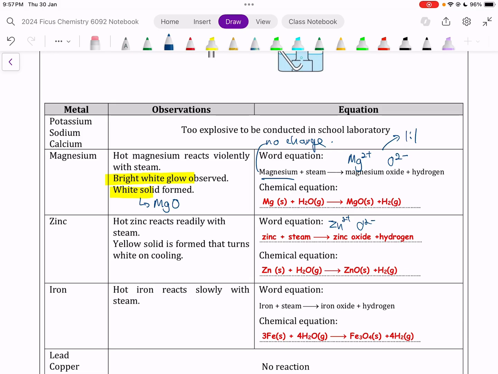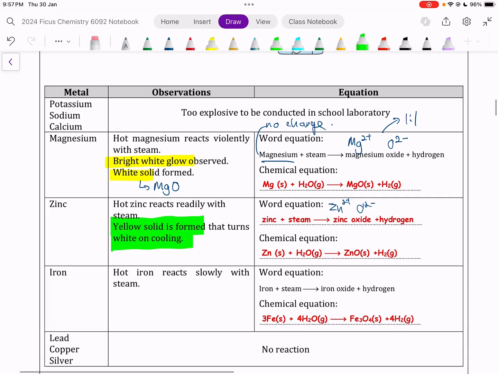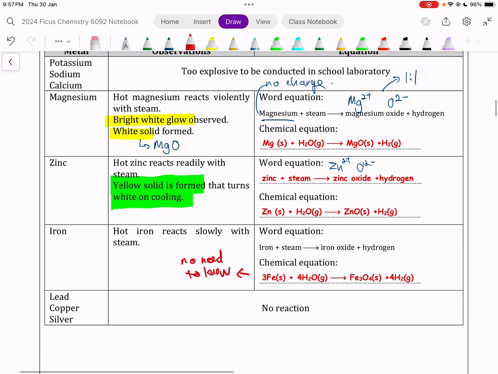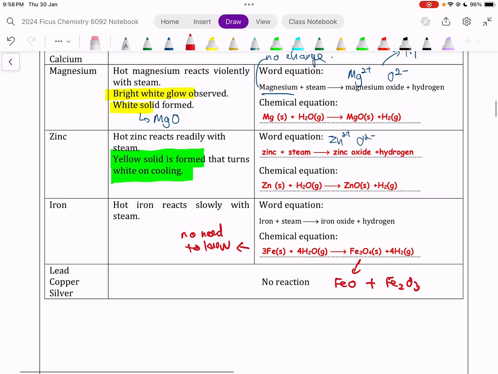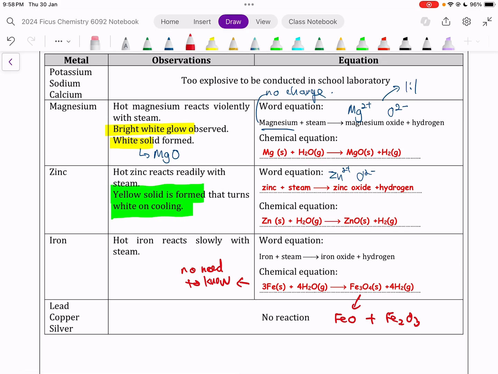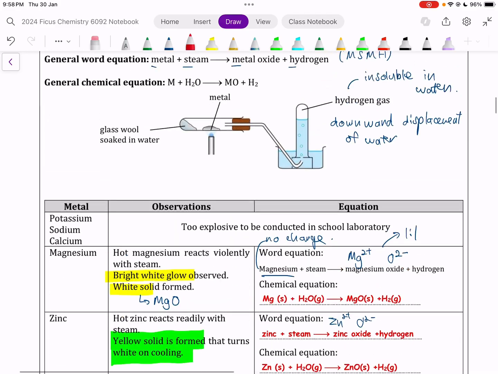Something very characteristic about zinc oxide is that it's yellow when it's hot, and then white on cooling. Then balancing the equation. The iron one is a bit special. This one actually no need to know. It's very special, like a mixture of iron(II) oxide plus iron(III) oxide together. Very unique. From lead all the way to silver, there's no reaction. So that's for metal and steam.